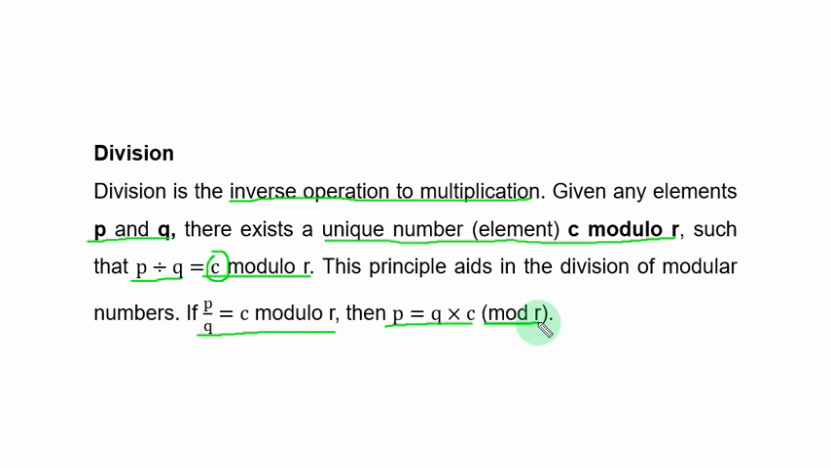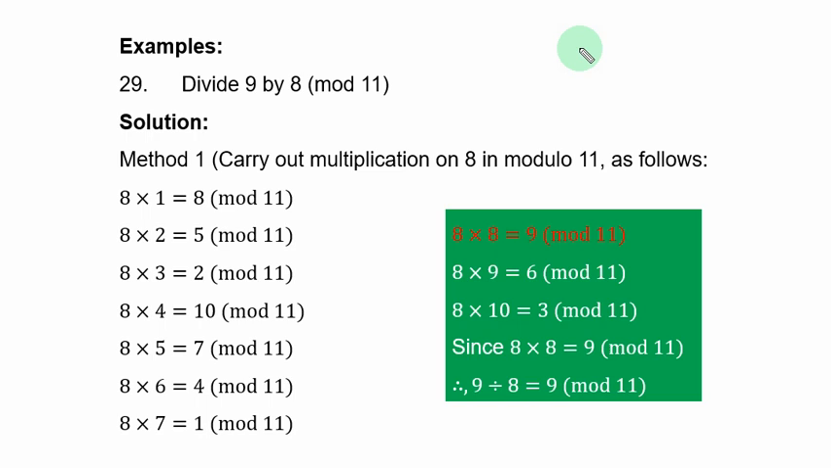You have modulo n. So we take examples to explain how you can get that c, which is the remainder and the answer that is needed. Example 29: divide 9 by 8 modulo 11. We have two methods. Method 1 is you carry out multiplication on 8, the second number, in modulo 11.